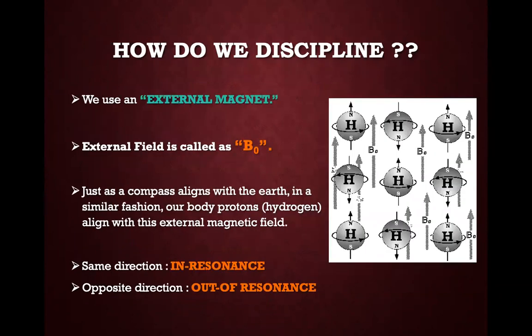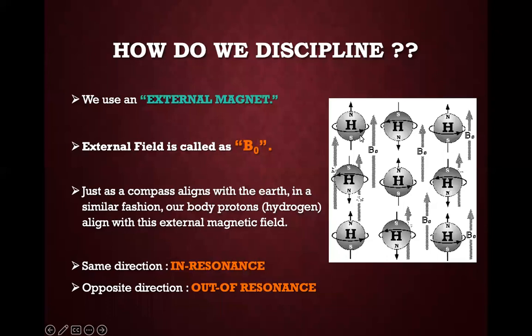Then how do we discipline them? We introduce an external magnet. The external magnet is, for example, the machine that we use. It's either a 3 Tesla MRI, or a 1.5 Tesla MRI, or an earlier 0.3 Tesla MRI, or the latest 7 Tesla MRI. All of them are external magnets which discipline the hydrogen atoms. This external MRI strength is called an external field or B naught. Just as a compass aligns, each of these atoms aligns in a parallel direction to the field.